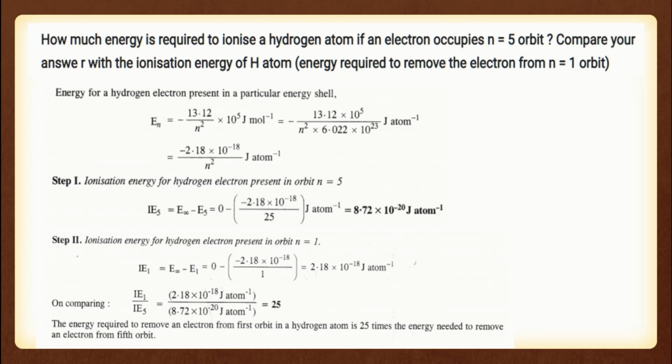On comparing, IE1 by IE5 is equal to 2.18 × 10^-18 joule per atom divided by 8.72 × 10^-20 joule per atom, which is equal to 25. Therefore, the energy required to remove an electron from the first orbit in a hydrogen atom is 25 times the energy needed to remove an electron from the fifth orbit.